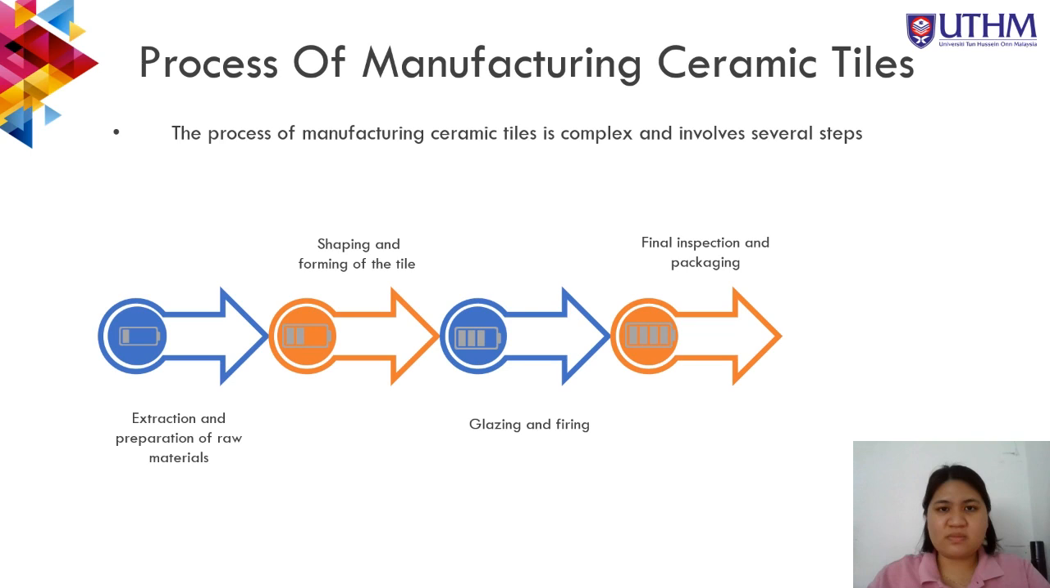There are four steps. The first one is extraction and preparation of raw material. The second one is shaping and forming of the tile. The third one is glazing and firing. And lastly, final inspection and packaging.